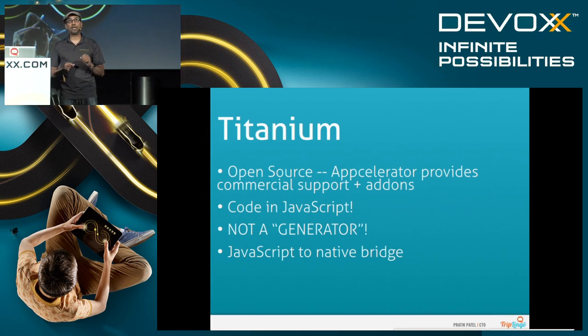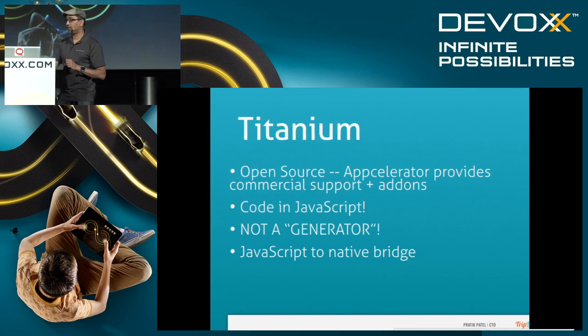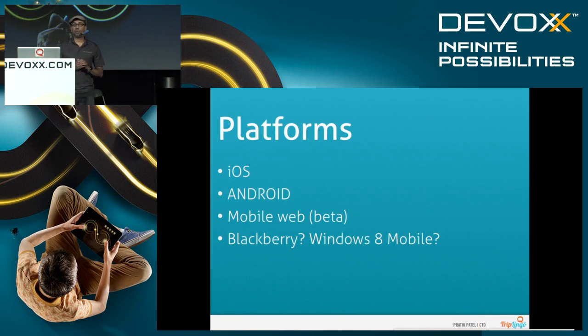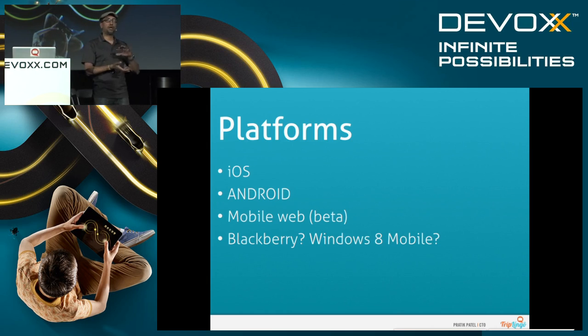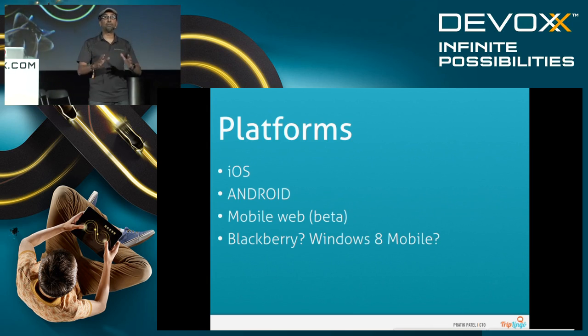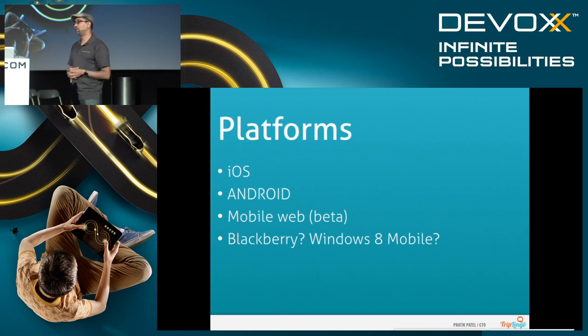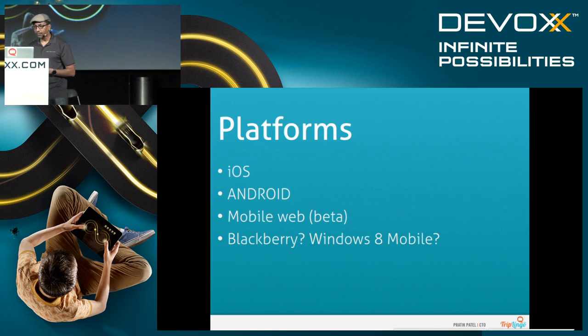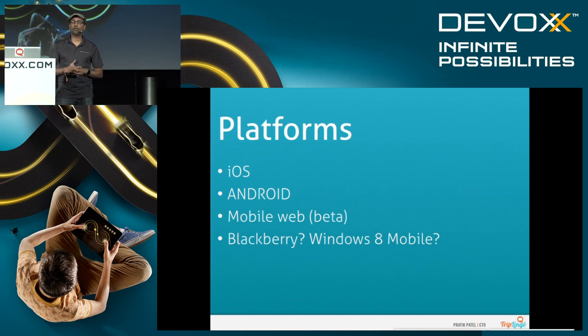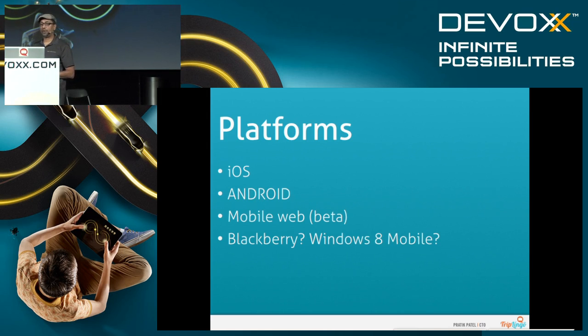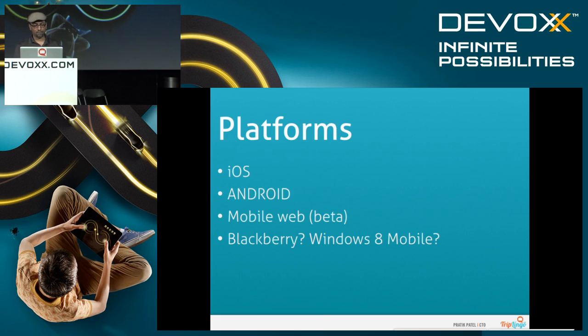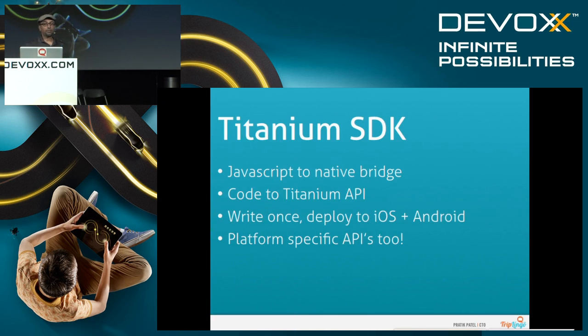It is a JavaScript native bridge. That's the simplest way to describe it. In terms of platform support, first-class support for iOS and Android. There's a mobile web that's been in perpetual beta, so you could take the same Titanium code and it will spit out a mobile web project that you can look at in a web browser. And there's support for Windows 8 Mobile as well, and support for BB10 if you're interested in something like that. All right. So again, Titanium is a native bridge.